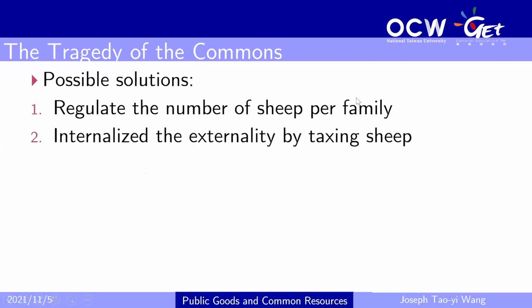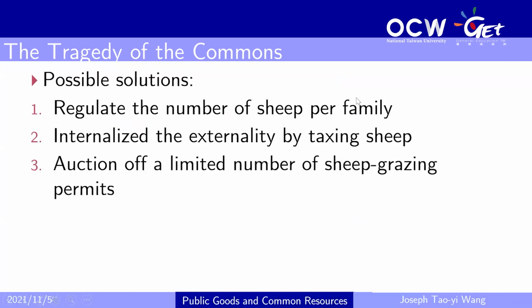And you could also, just like when we deal with pollution, tax pollution. So you could try to tax sheep. So if you try to bring your sheep to this land, each time you have to pay a tax. That's another way. And if you want, you can even do tradable sheep grazing permits, where you can issue these permits and then have them traded. As long as you have a limited amount of permits, then again, you can also solve this problem.